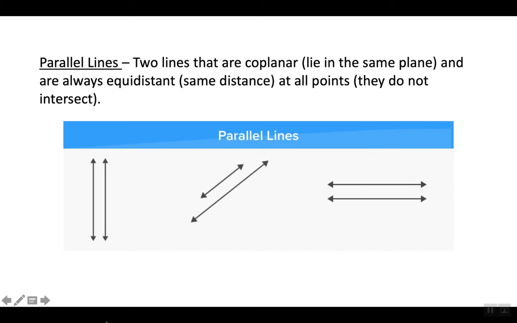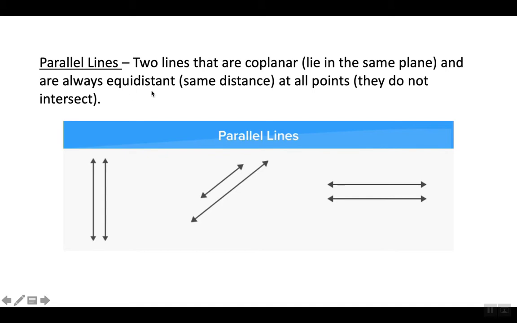Okay, first we're going to go over a couple of definitions. Some of them you might remember from middle school. First of all, parallel lines. Parallel lines are two lines that are coplanar and are always equidistant at all points. Coplanar, I wrote right here in parentheses what coplanar means. Coplanar means that they lie in the same plane.